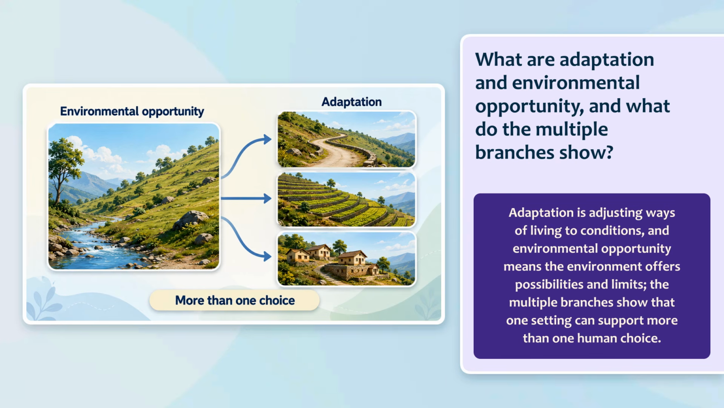What are adaptation and environmental opportunity, and what do the multiple branches show? The diagram gives us both meanings at once. Adaptation is adjusting ways of living to conditions, and environmental opportunity means the environment offers possibilities and limits. The multiple branches show that one setting can support more than one human choice. The land influences choices without completely deciding them. Next, we will learn how livelihood, settlement pattern, and accessibility help us compare everyday life.